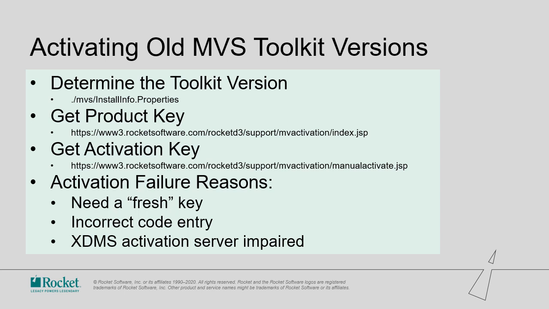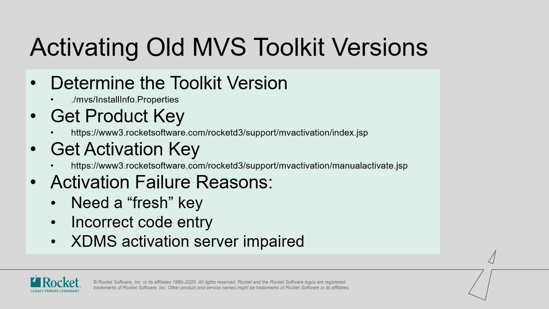Determine the toolkit version by looking at the MVS install info properties file. Get a product key from the toolkit activation website. Get a manual activation key from the website. This process can be a little problematic for several reasons. You'll probably need a fresh product key from our D3 prod system.